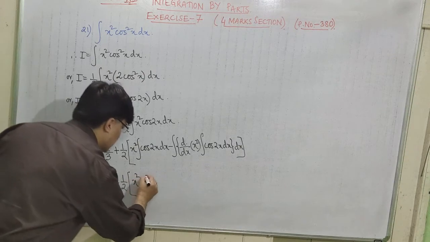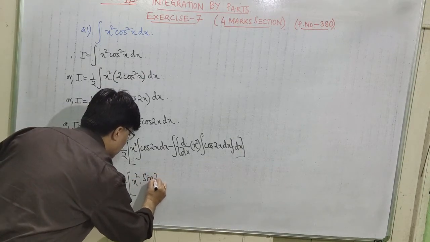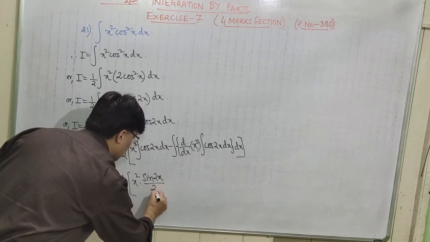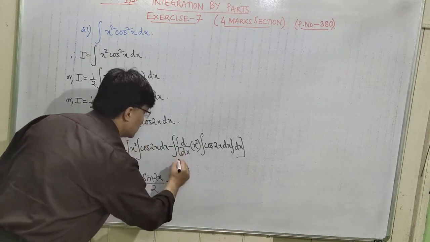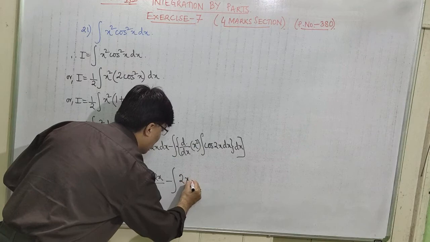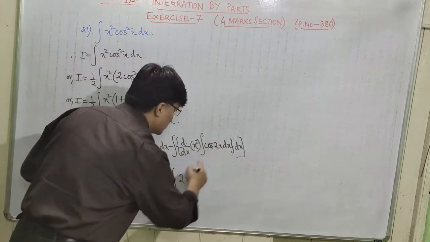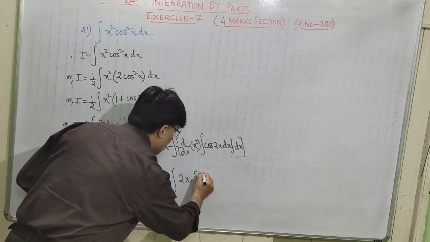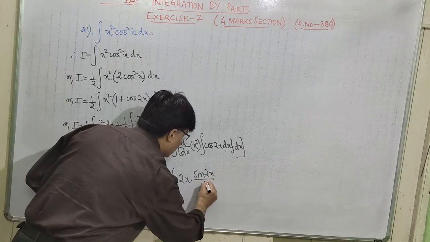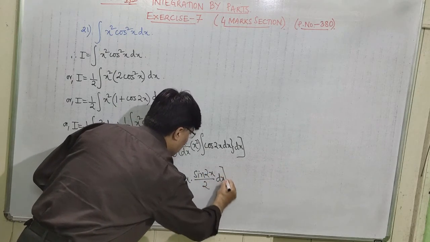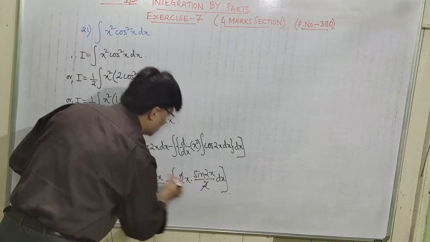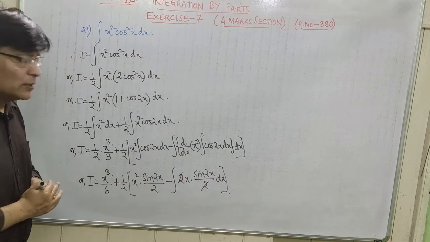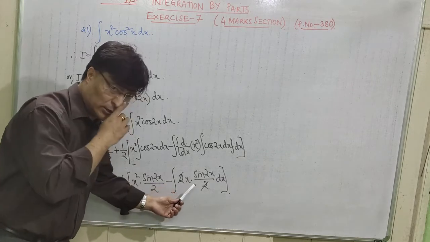So I is equal to x cubed by 6 plus half, within the third bracket, x square into, what is integration of cos 2x? This is sine 2x divided by 2, minus integration of, what is d by dx of x square? That is 2x, into, again integration of cos 2x, that is sine 2x divided by 2, then dx here. Okay, so here you can cancel this 2.